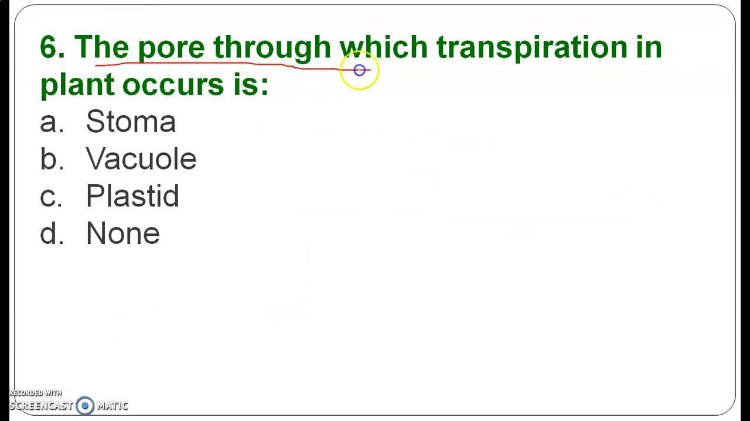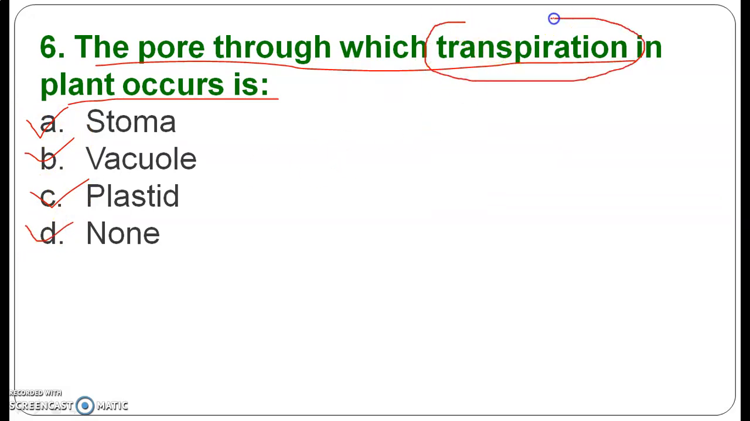The pore through which transpiration in plants occurs is: A. stoma, B. vacuoles, C. plastid, and D. none. First of all, children, you need to understand what transpiration is. Transpiration is basically loss of water from the aerial part of the plant. So your options are stoma, vacuole, plastids, and none. Take your time and mark the right answer over here.